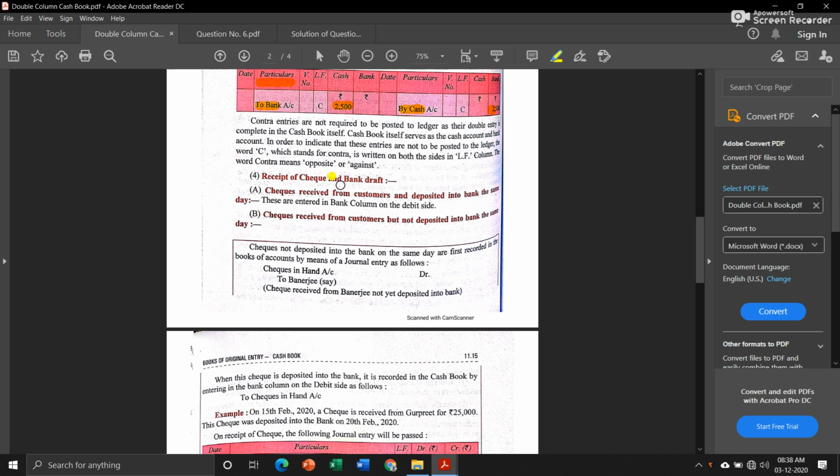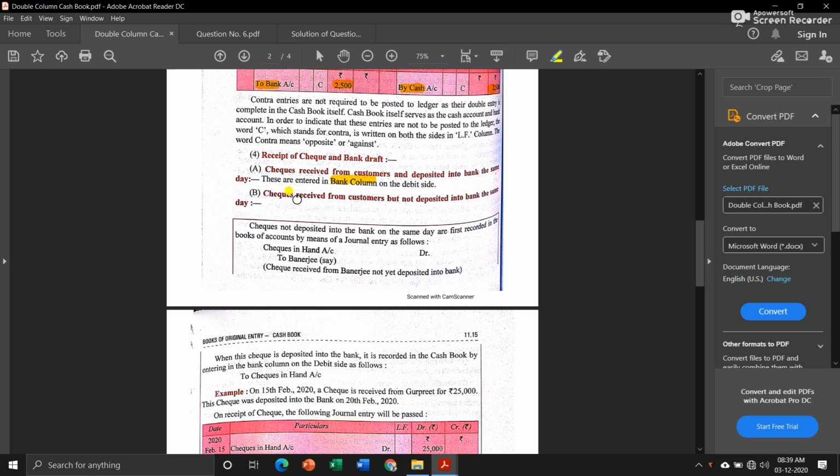Now receipt of check and bank draft. Checks received from customers deposited into bank the same day. When we receive a check from our customer and we deposit it the same day into the bank, at that time we will enter the transaction on the debit side, and we will record the amount in the bank column, because as soon as we get the check and deposit it into our bank account, the bank will receive the money.